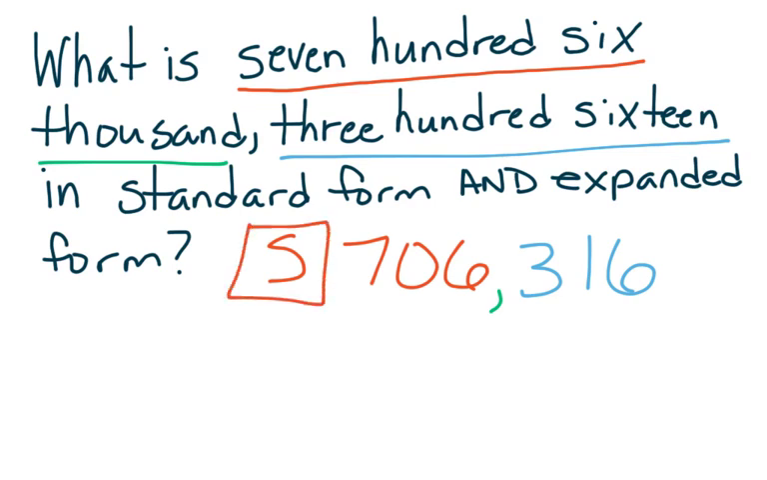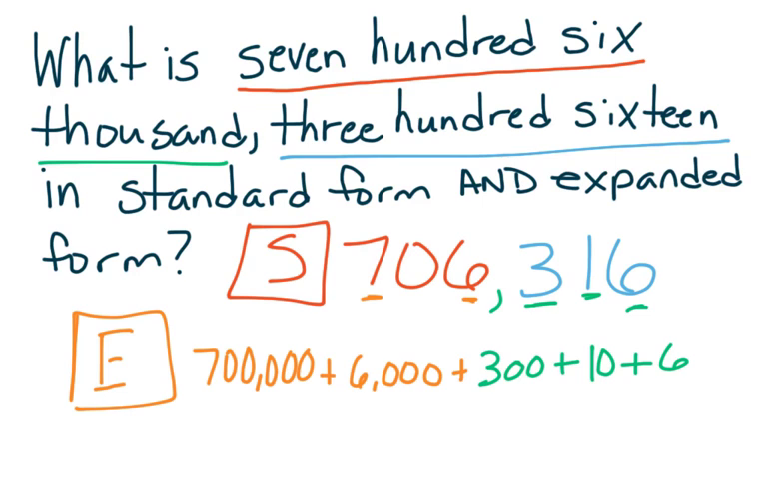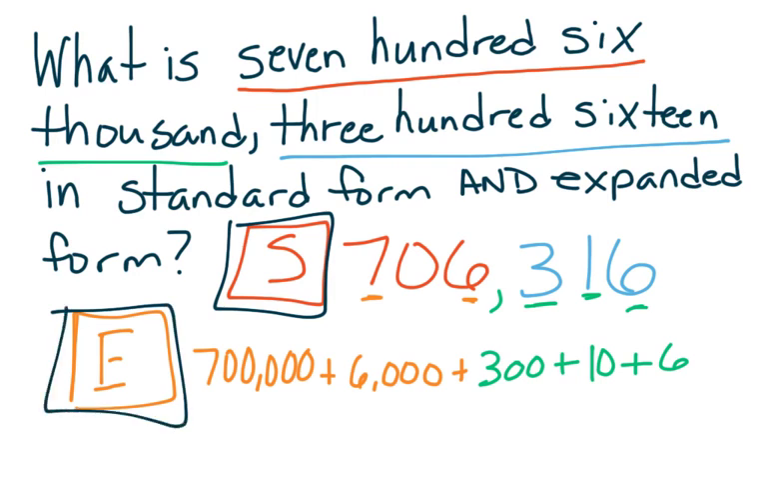My expanded form, I would break down my standard form by place value. So I have my 7 in my 100,000s place. My 6 is in my thousands place and worth 6,000. My 3 in my hundreds place is worth 300. My 1 in my tens place is worth 10. And my 6 in my ones place is worth 6. So here I have my standard form and my expanded form for the number 706,316. All right, that's that problem.